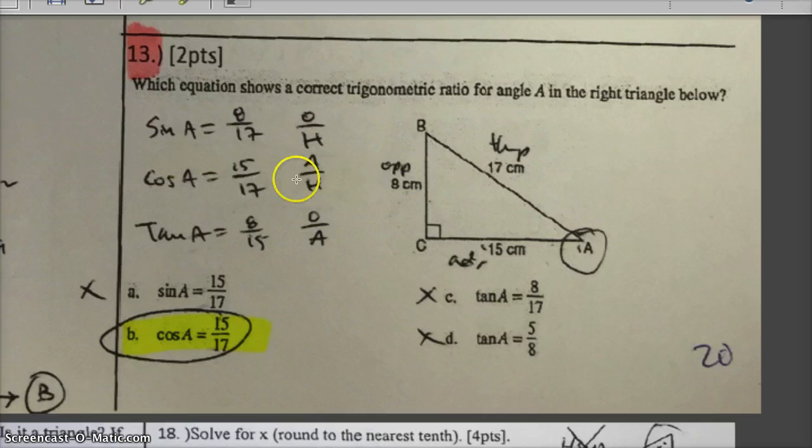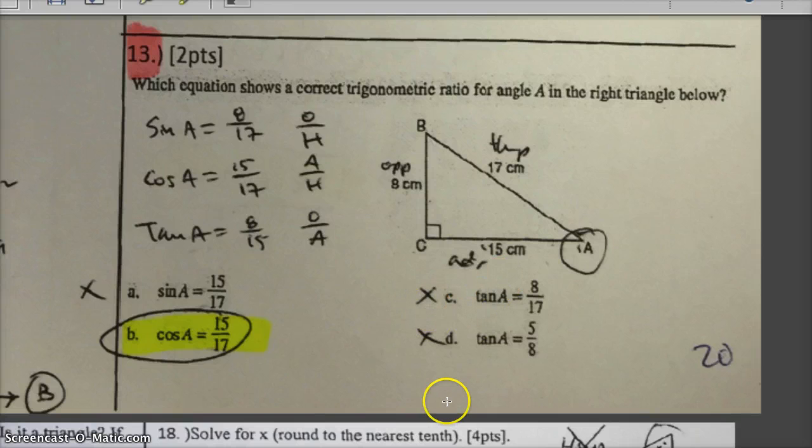There's SOH, there's CAH, and there's TOA. So sine of A is opposite over the hypotenuse, which is 8 over 17. Cosine of A, which is adjacent over the hypotenuse, is 15 over 17. And tangent of A, which is opposite over the adjacent, is 8 over 15.